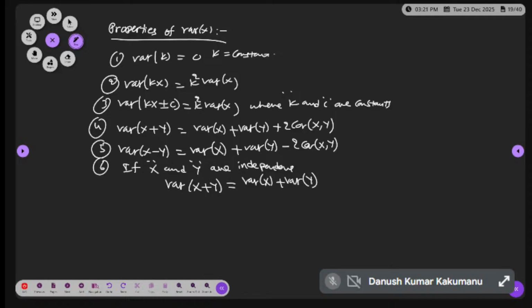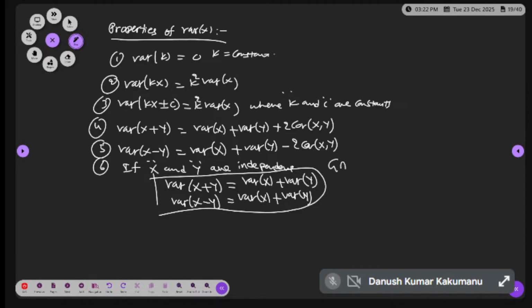If x and y are independent, what is the variance of x plus y? Variance x plus variance y. Variance of x minus y is also variance x plus variance y, it is plus only, not minus. Both are previous GATE questions, very important.